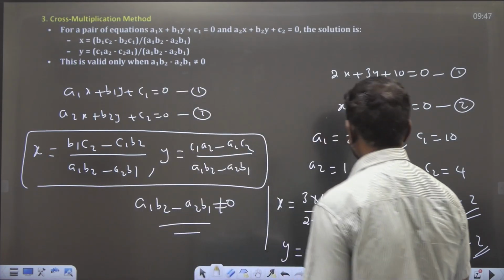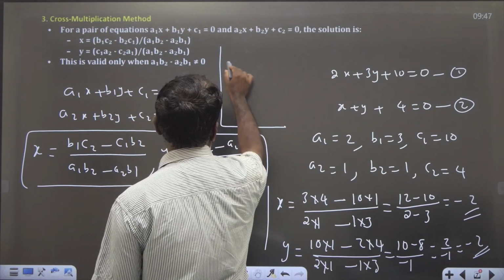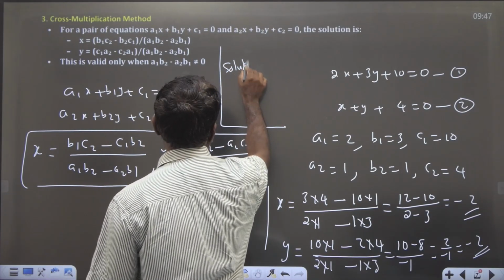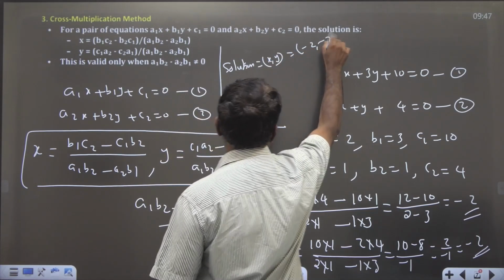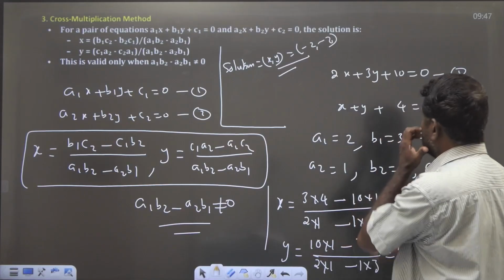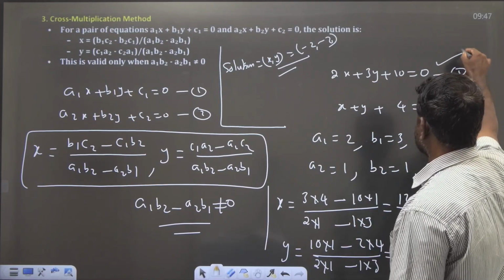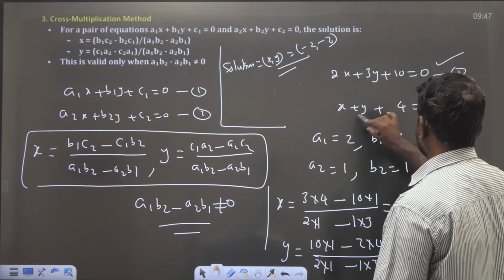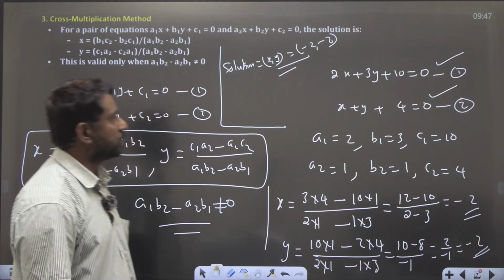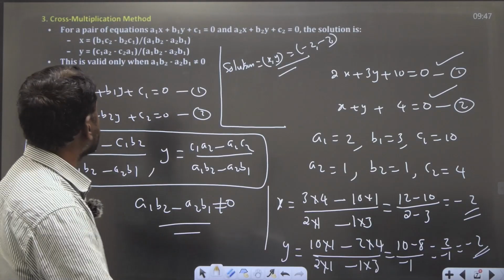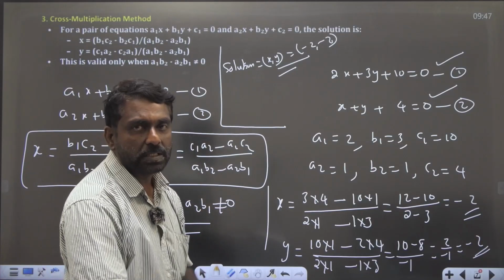Here solution is x comma y equal to minus 2, minus 2. 2 into minus 2 plus 3 into minus 2 plus 10: minus 4 minus 6 plus 10, yes, correct. Minus 2 plus minus 2 plus 4, yes, correct. It is verified also. Okay, right? This is called method of cross multiplication. We will do more questions later.